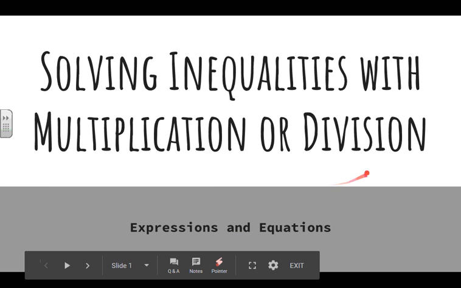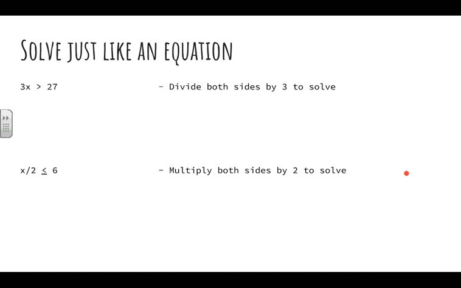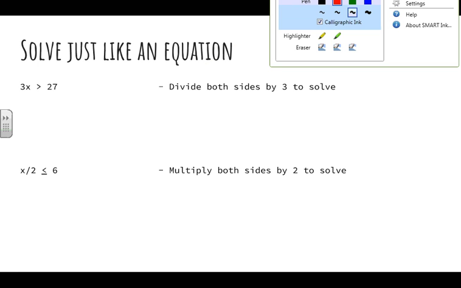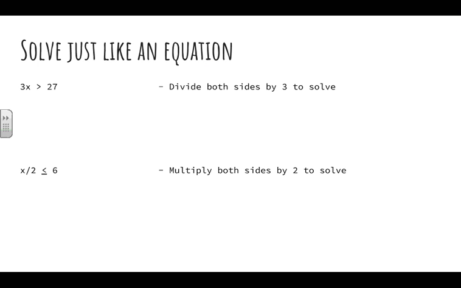Looking at multiplying or dividing, we're going to solve it just like an equation. There's a little bit of a catch we're going to look at here in just a minute, but we're going to solve this just like we would an equation. If you see multiplication, you're going to divide, and if you see division, you're going to multiply. So here we have 3x is greater than 27. We're going to divide both sides by 3. When we divide both sides by 3, we see that x is greater than 9.